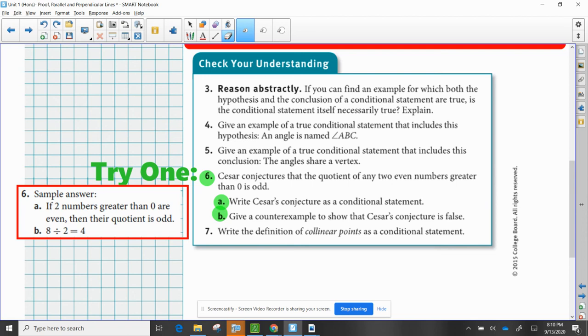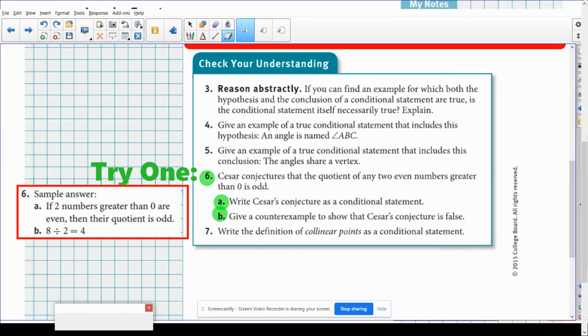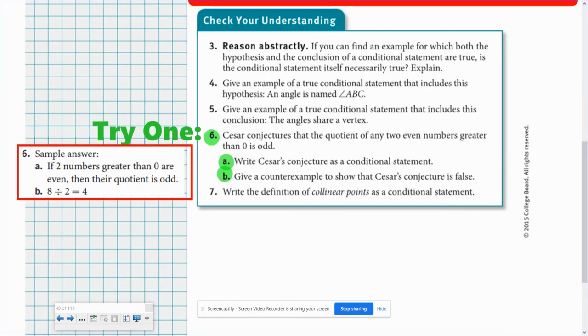Okay. So that's all for today's lesson, just talking about conditional statements, if-then, and knowing that they're not always necessarily true. If you can give a counterexample, you can prove that something is false.